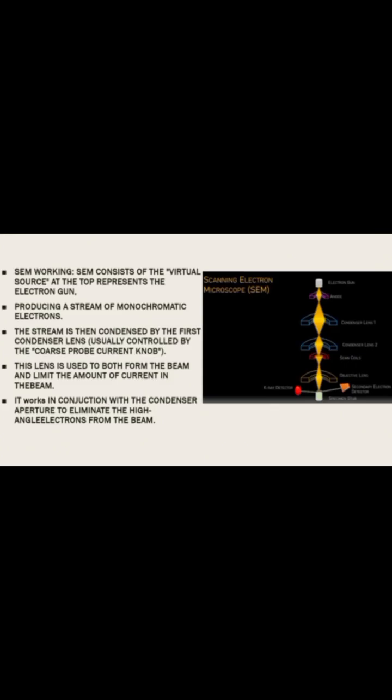Next is the working of SEM. The virtual source at the top represents the electron gun, producing a stream of monochromatic electrons. The stream is then condensed by the first condenser lens. The lens is used to both form the beam and limit the amount of current in the beam. It works in conjunction with the condenser aperture to eliminate the high angle electrons from the beam.